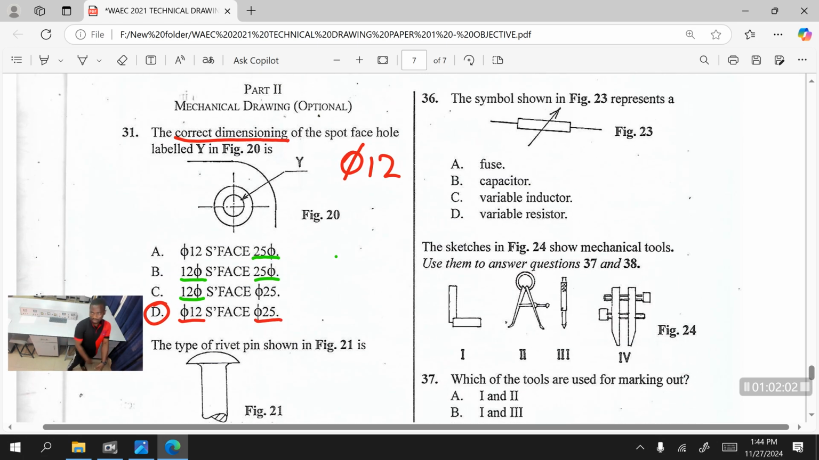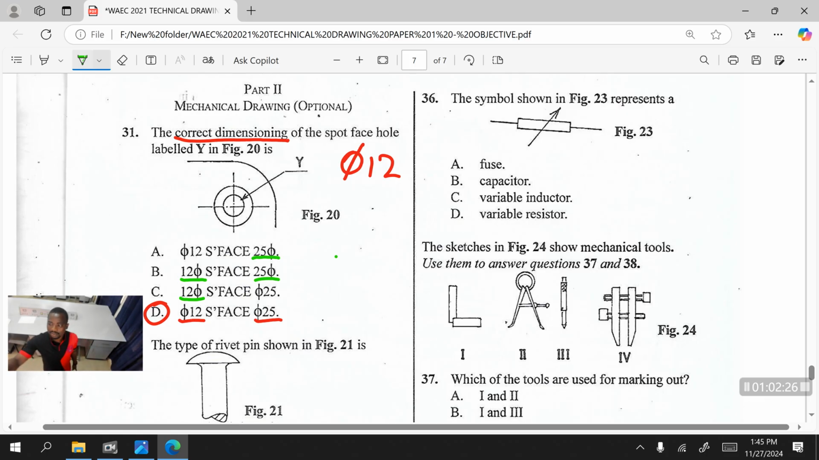Oh, this is a very interesting question. This is an electrical part. Yes, 36. The symbol shown in figure 23 represents what? Oh, it's not a fuse. That's not the symbol for a fuse. It's not a capacitor. It's a variable inductor, not an inductor.